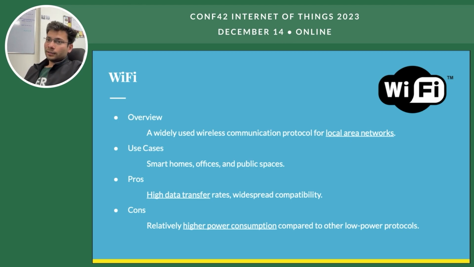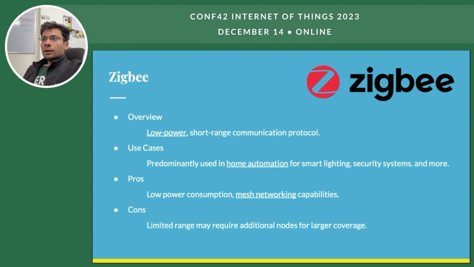High data transfer rate, I think with Wi-Fi 5 or 6, we can get 1 Gbps of speed. But one thing to note is that it uses a higher amount of electricity. So you won't find the Wi-Fi protocol in appliances or IoT devices which run on battery. It is always present in something which runs on the mains power supply.